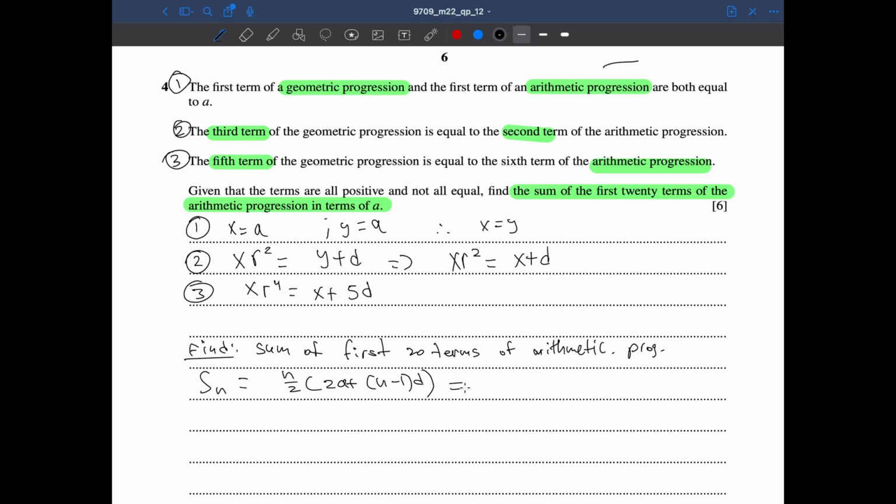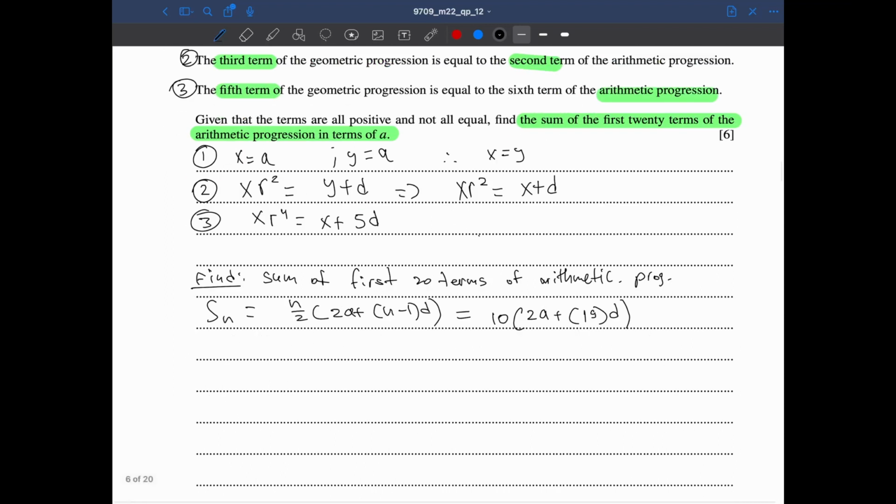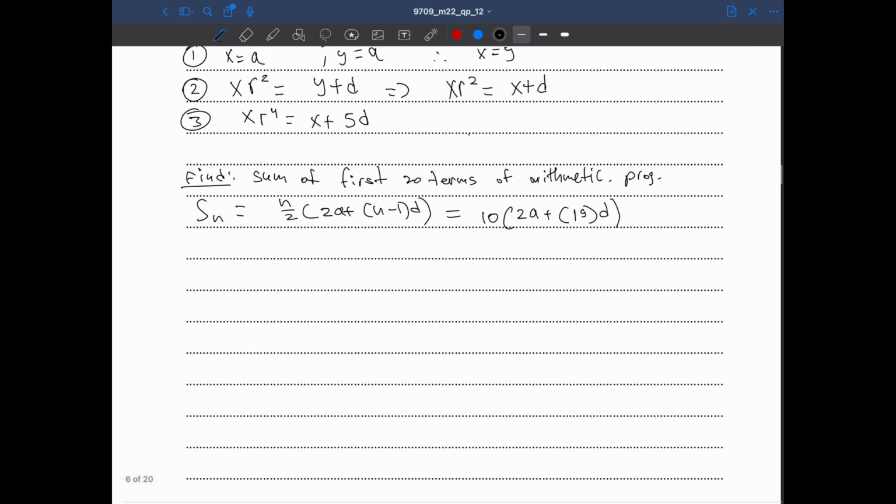So it's going to be 20 over 2, which is just 10, 2a plus n minus 1 is just going to be 19, and then d. And we need to find all of this in terms of a. So we need to get rid of the d somehow. And how do we get rid of the d? We have to look at part 2 and part 3 from our original stuff.